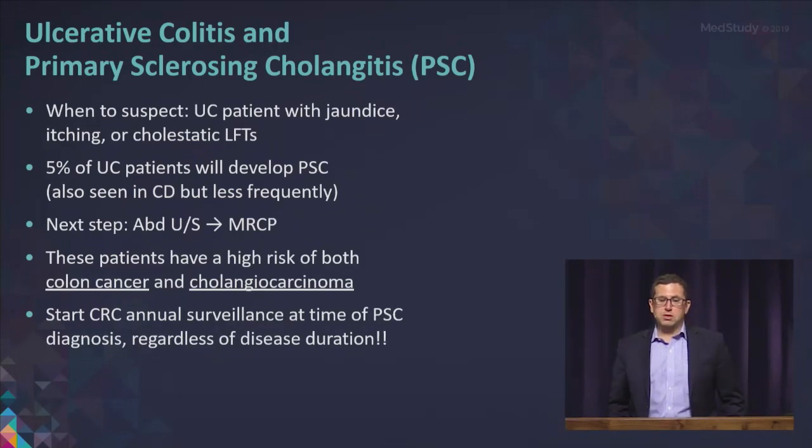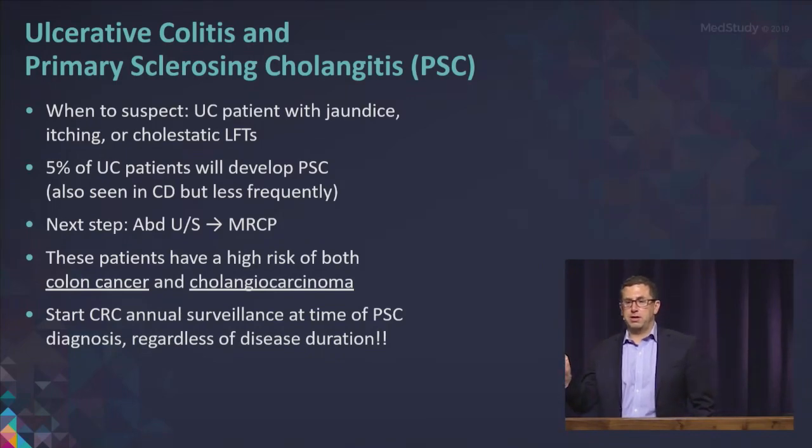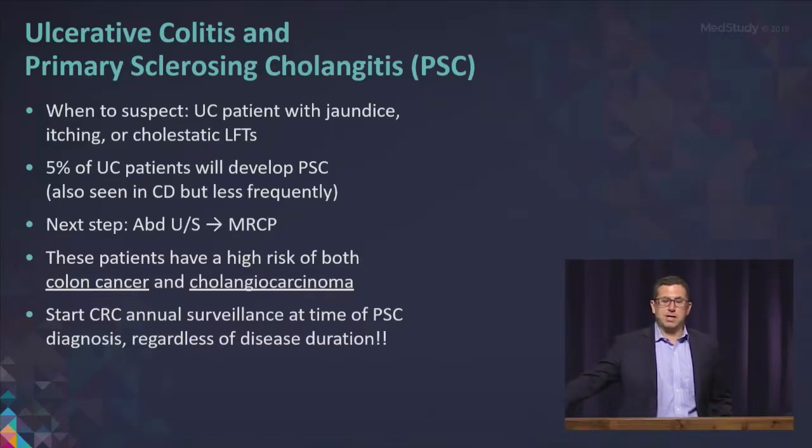You should suspect PSC in any UC patient with jaundice, itching, cholestatic LFTs, or even an isolated elevation in the ALK-Phos. 5% of UC patients will eventually develop PSC in their lifetimes. PSC could also be seen in Crohn's disease patients, but it's a little less frequent. Generally, the best test would be an MRCP because that could really get a good look at the bile ducts. And these patients have a risk of both colon cancer and cholangiocarcinoma.